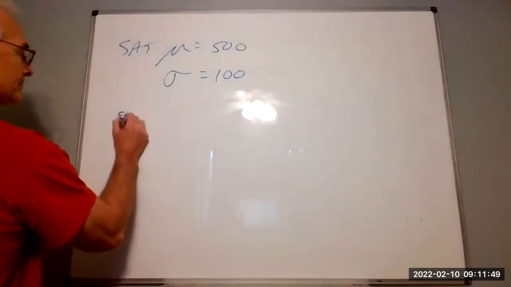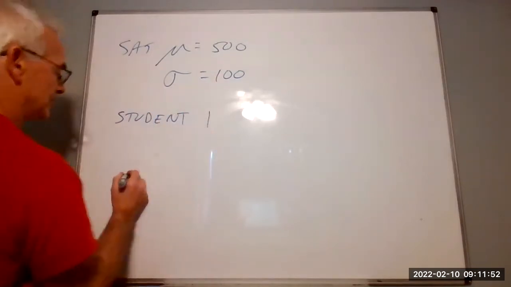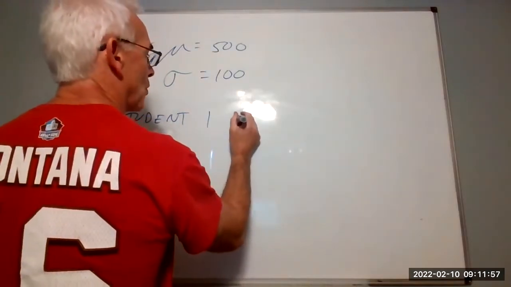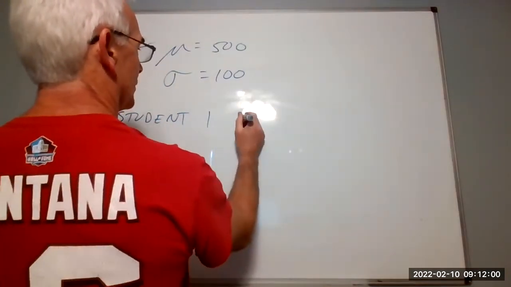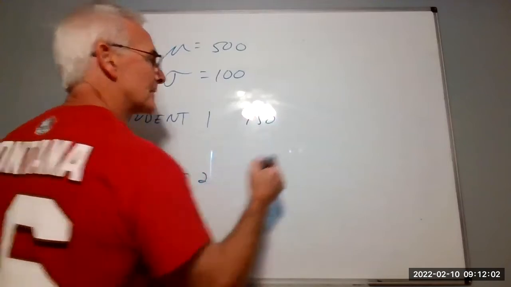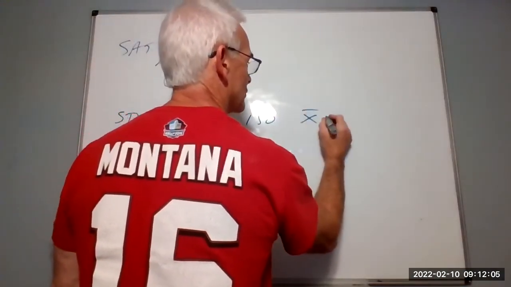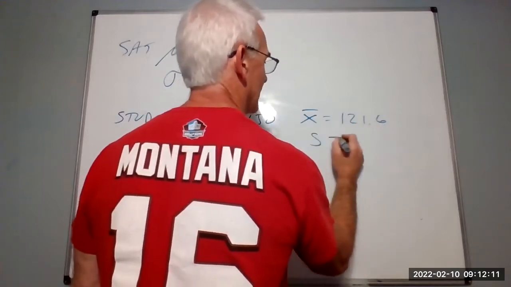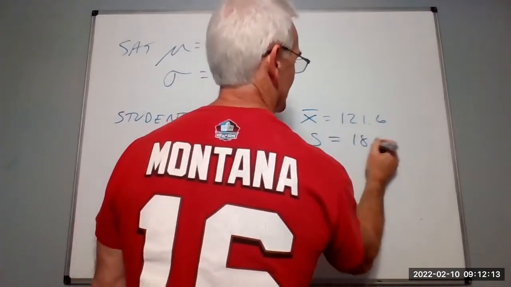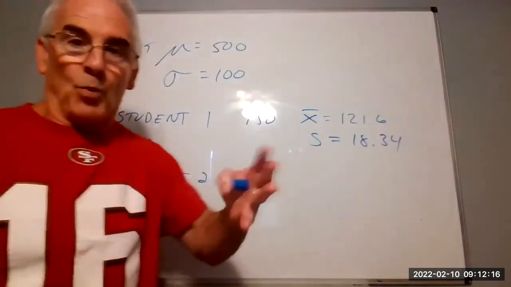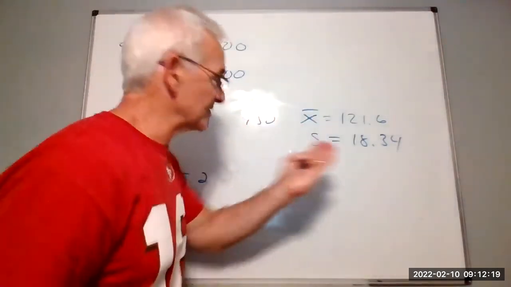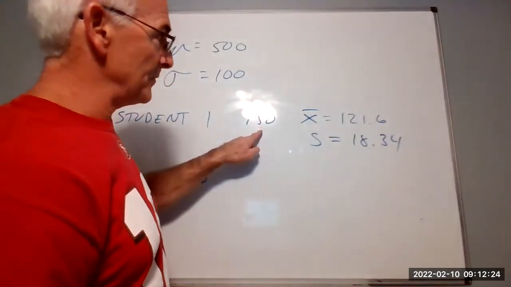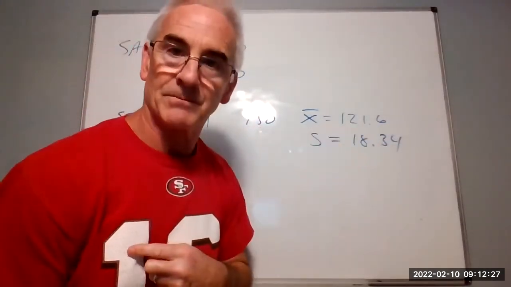Student 1, student 2. Okay, student 1 had a score, let's say their score was 150, and their class average was 121.6. Their class standard deviation was 18.34. We had all the numbers. We did these calculations. That's what they were. So I'm just going to hand you that information. So student 1 scores 150 where their class had this average and this standard deviation.